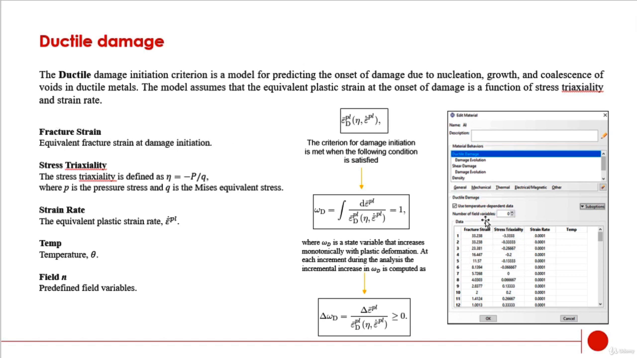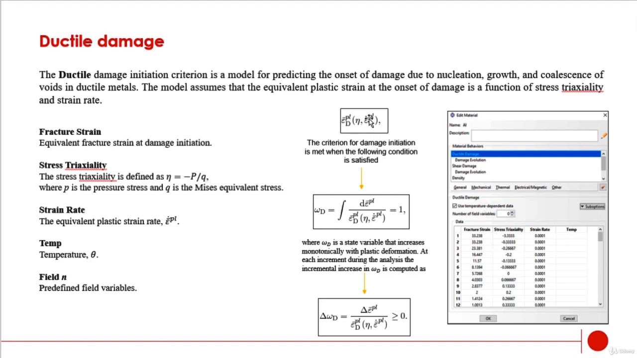So as you can see here, what we need to provide is a fracture strain, a stress triaxiality, and a strain rate. The temperature is optional, so if you have temperature dependent data, you can activate this one and add a temperature here as well. And also from the sub options section, we can add a damage evolution.